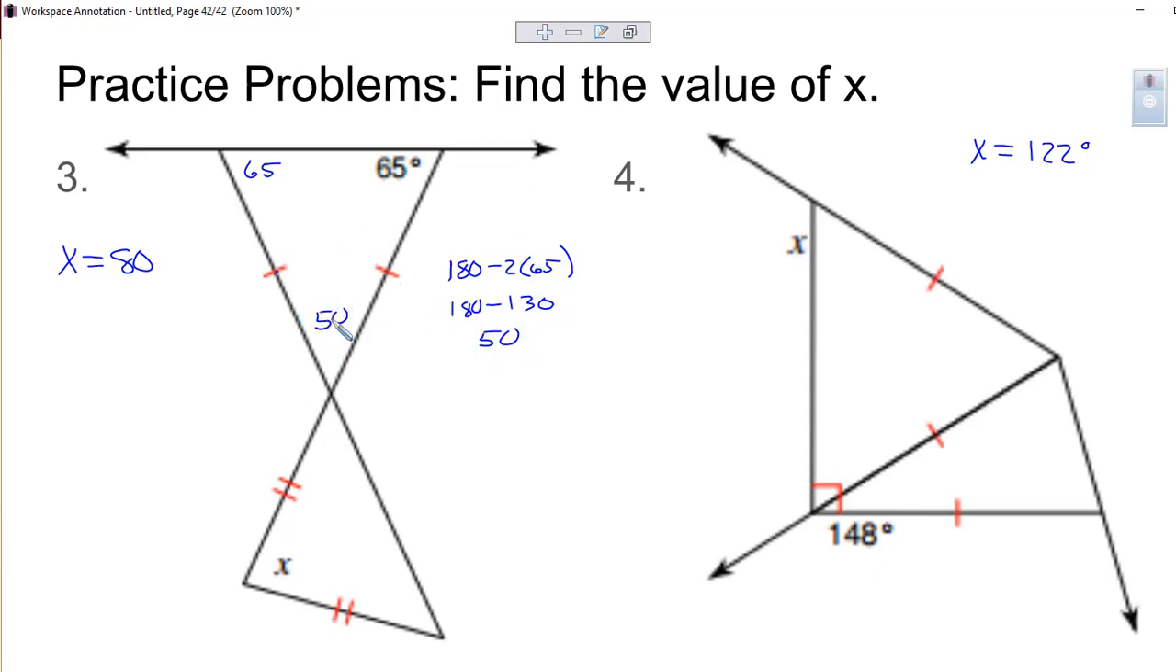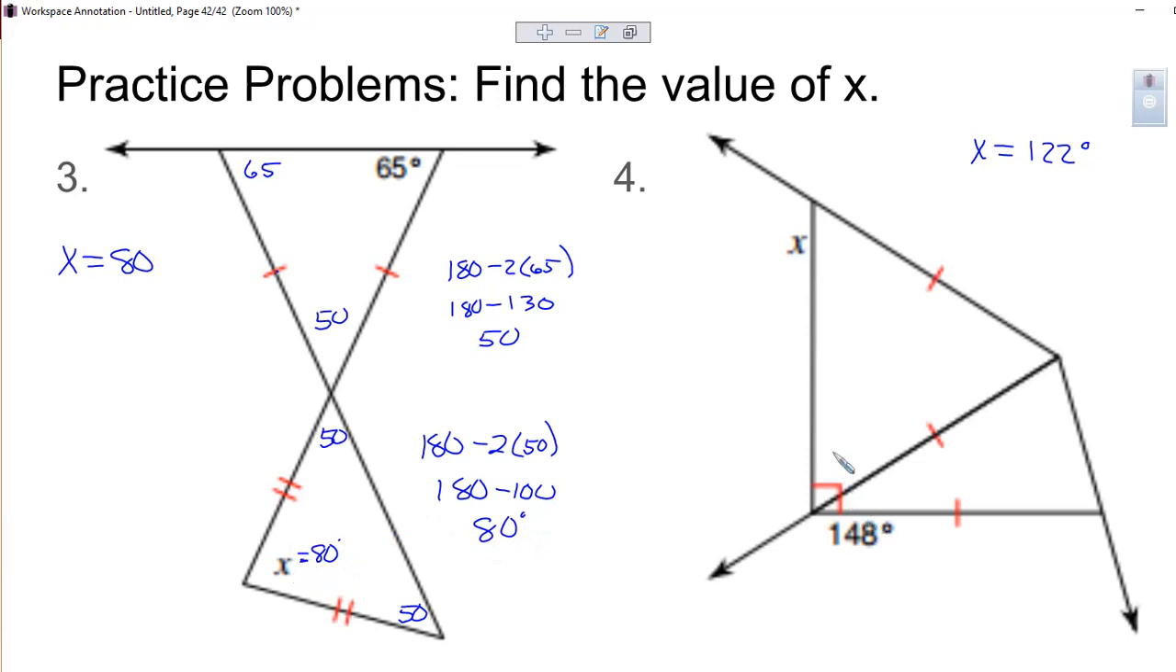Now, from here, we have to recognize these are vertical angles. So this is 50 degrees here. Because these are my two sides of this isosceles triangle, then these two have to be my base angles, which means they have to be the same. So this has to be 50 as well. So to find x, we're going to take 180 minus 2 times 50, kind of like we did before. And you get 180 minus 100, which gives us 80 degrees. So x is equal to 80 degrees.